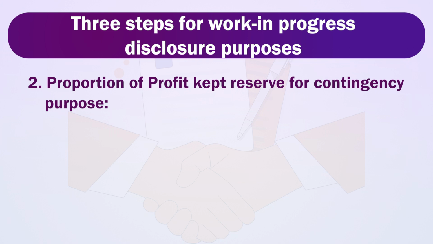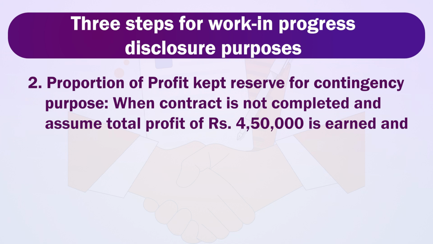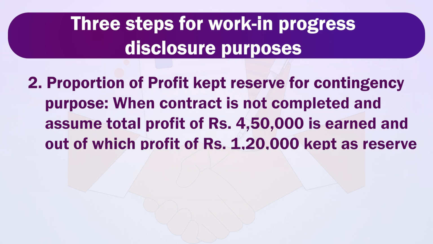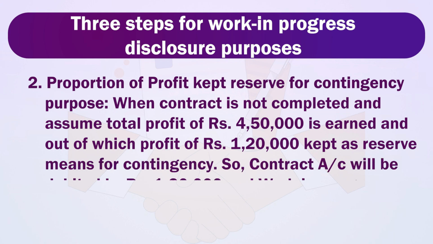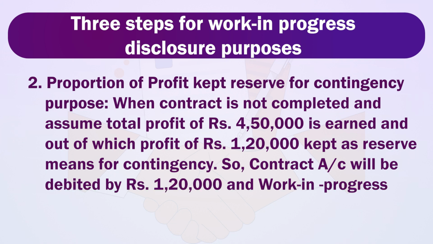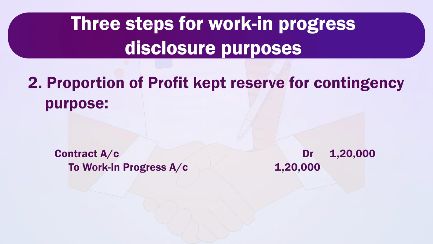Second, the proportion of profit kept reserved for contingency purpose. When the contract is not completed, assume that total profit of rupees 4,50,000 is earned, out of which profit of rupees 1,20,000 is kept as reserve, meaning for contingency. So, contract account will be debited by rupees 1,20,000 and work in progress account will be credited by the same amount. Journal entry is contract account debit rupees 1,20,000 to work in progress account rupees 1,20,000.